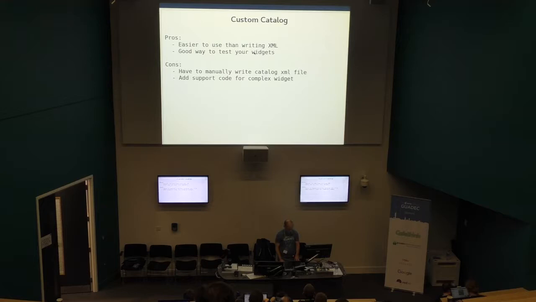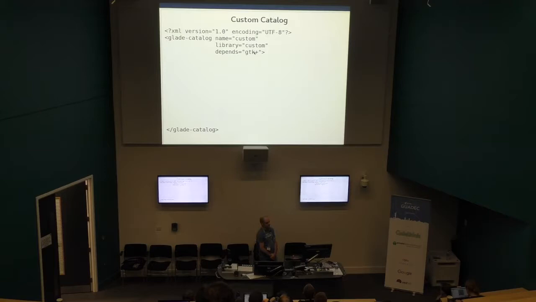So how does the catalog look like? In the XML, the main tag is the Glade catalog. You have to spell the name. You need to specify which library Glade should load and which other catalogs it depends on. So in this case, you're probably going to depend on GDK.